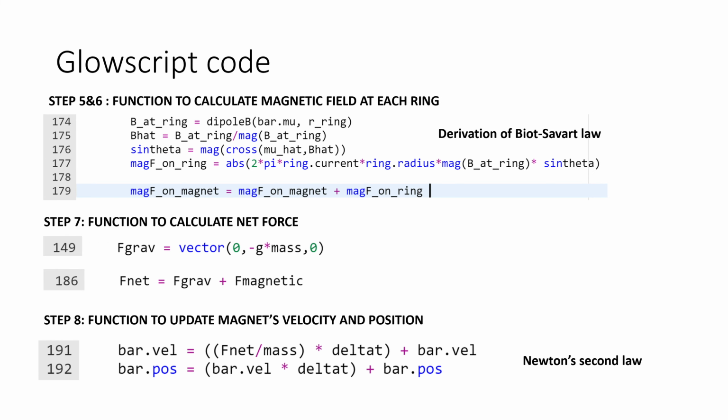We are then going to use a derivation of the Biot-Savart law in order to calculate the magnetic field at each ring. And then using Newton's second law, we're able to update the magnet's velocity and position and overall see the net force in this system.